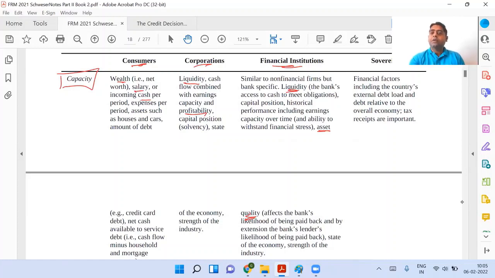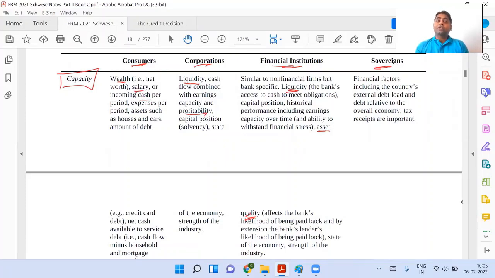When we talk about sovereign, that means country or government, this is more specific. What is the GDP of the country? What is the debt of that country? Debt as a percentage of GDP. What is the import and export trade? How much tax are we collecting? From what sources are the taxes coming?